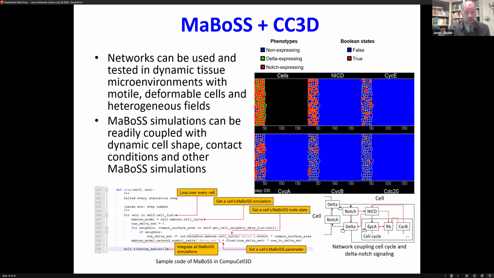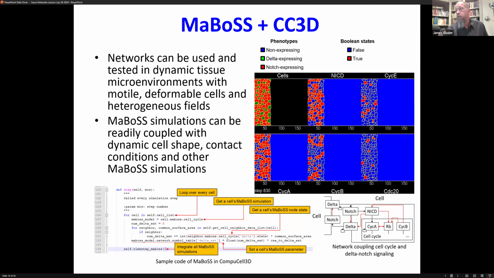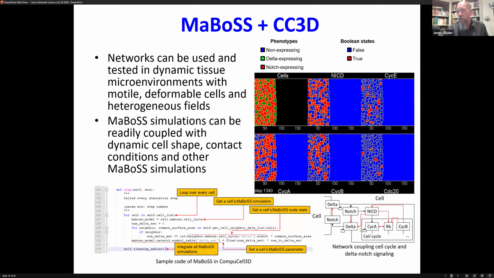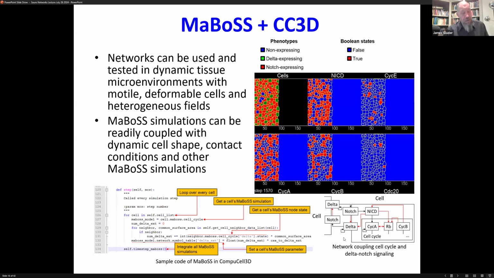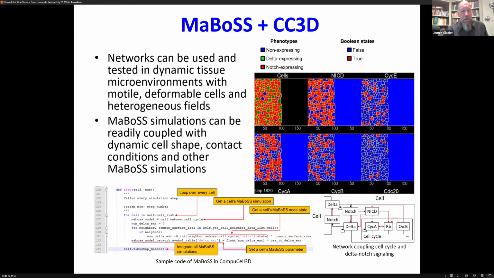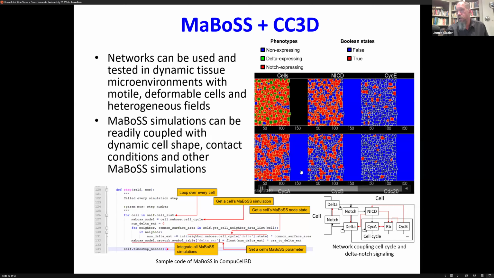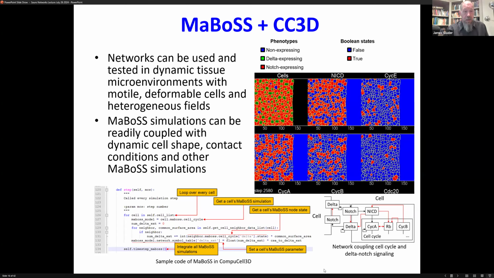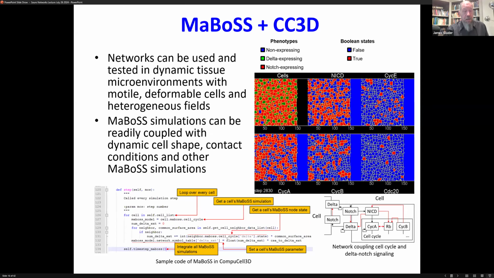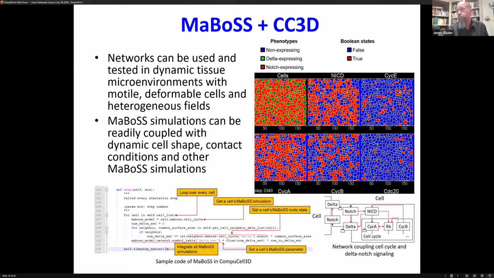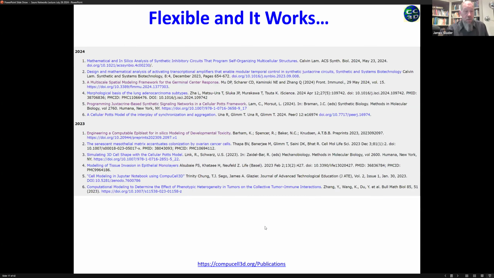TJ wrote code to couple this kind of modeling to Boolean network models, in this case implemented in MaBoSS. This is actually the same delta-notch model that you just saw, coupled to that same cell cycle model that you just saw, but implemented in Boolean networks. And here are cells growing and differentiating based on the cell cycle model and the juxtacrine inhibition model together. So that's basically what this kind of modeling framework provides.